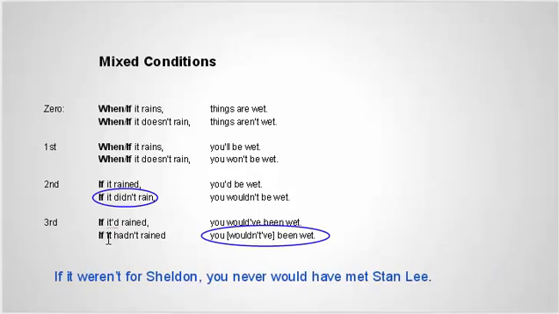There's another example. If it weren't for him, you wouldn't have met Stan Lee. Okay, you wouldn't have blah, blah, blah. So when we look at this, we say, what? Is this the past? No, it's right now. But because we include now with the past, if it weren't for now and the past, blah, blah, blah. And that's it.